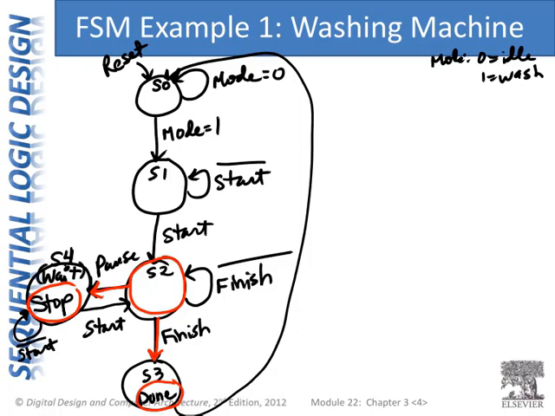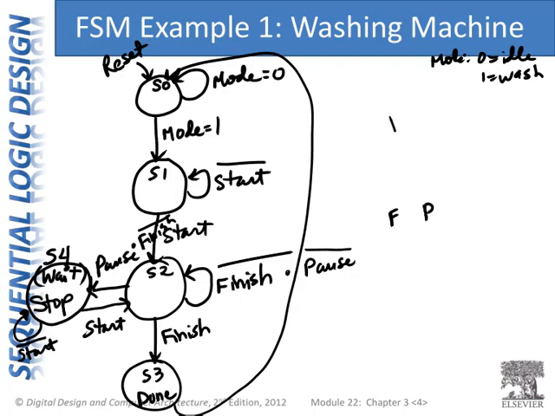So to fix it, we need to get rid of that conflict. For this one, we could say pause and not finish. And this one can be not finish and not pause. So now we can check it. We have these inputs. I'll just put F and P for finish and pause to make it easier. I can write up here F equals finish, P equals pause.